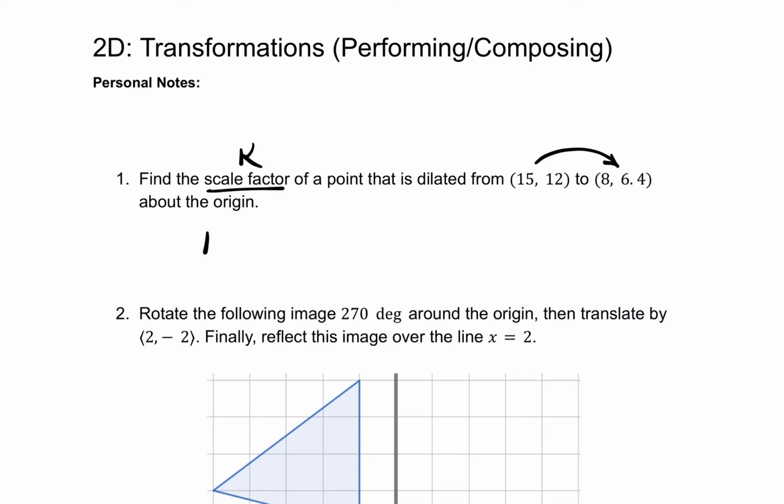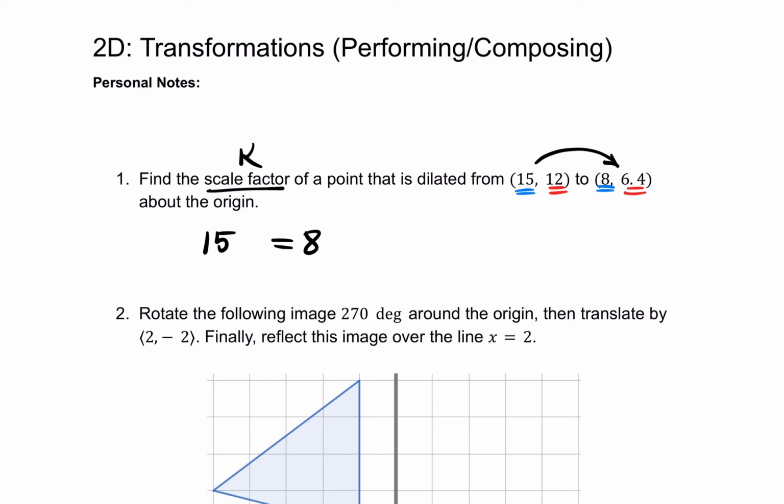Now, if I'm scaling by something, that means I'm multiplying. Oh, excuse me, I kind of gave it away there. I want to multiply 15 by something to get 8, because this is the scaling in the x direction. Now, the x and y directions are scaled the same way. You could do 12 to 6.4. That's fine. I'm going to do 15 to 8 because they're whole numbers. I just need a number, so when I multiply it by 15, I get 8.